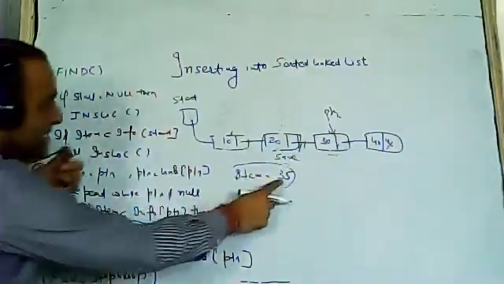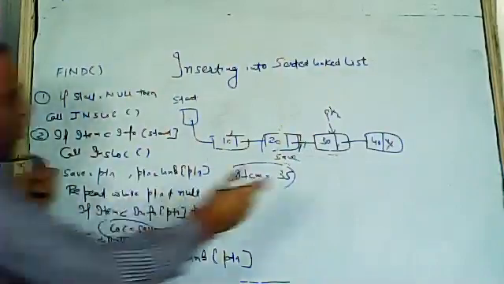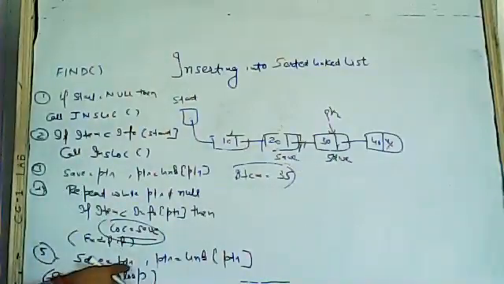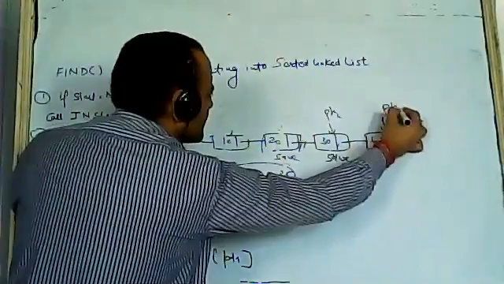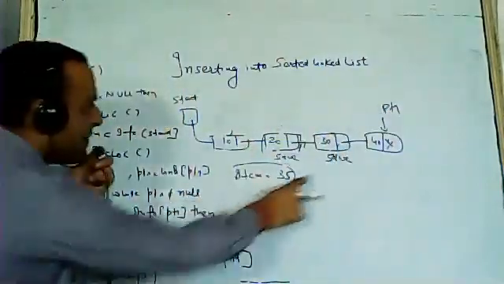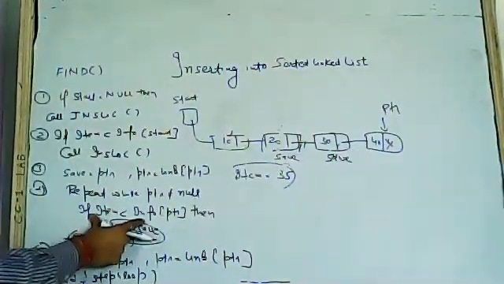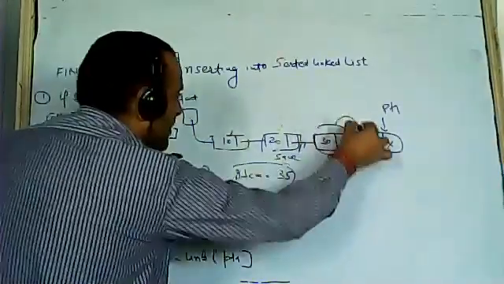Now check. Is item less than info pointer? No, sir. So pointer node will become save node, and pointer will jump on the next node. Is it clear? Now, is your item less than info pointer? Yes, sir. This condition is true now. So save will become your location, that here you need to insert 35.